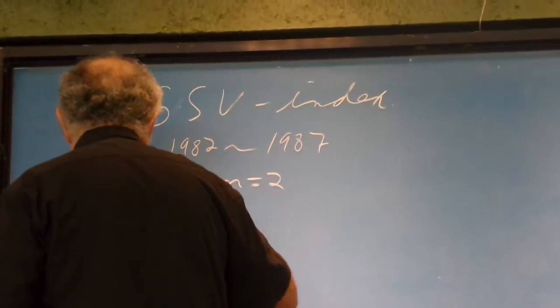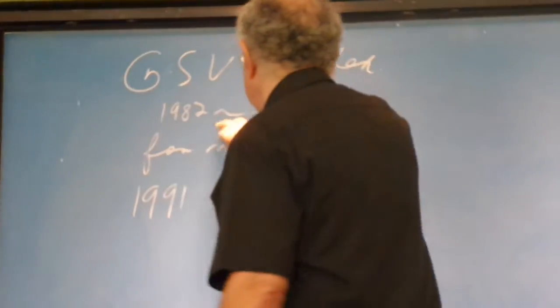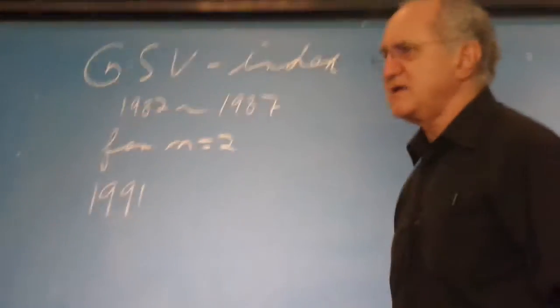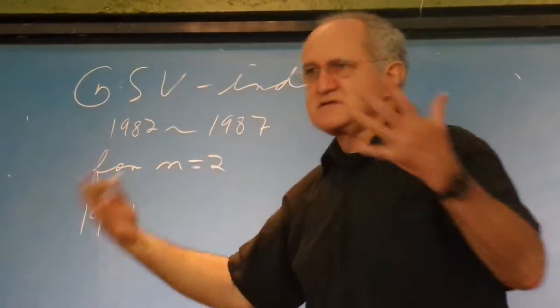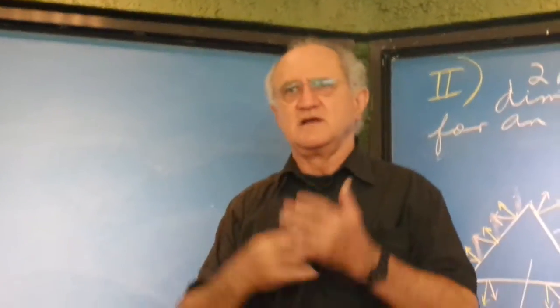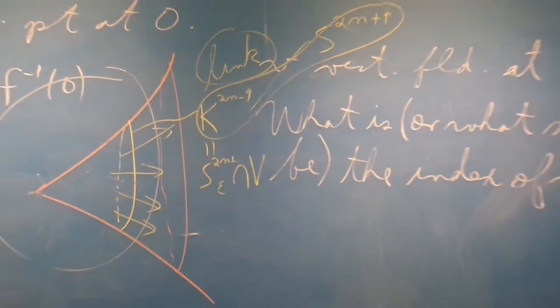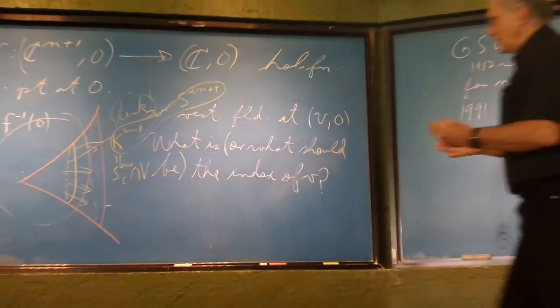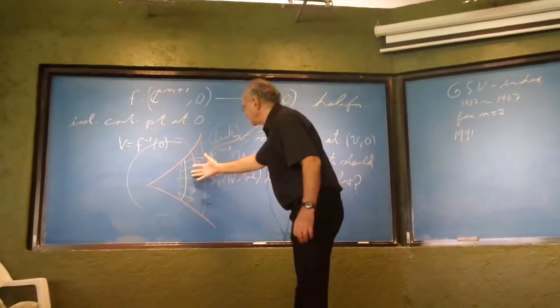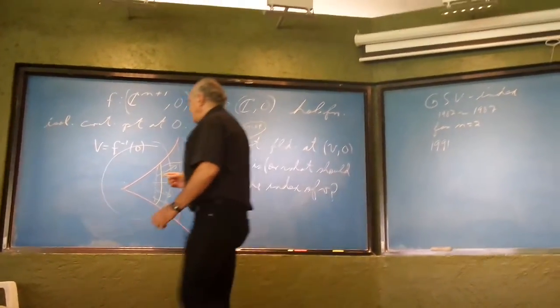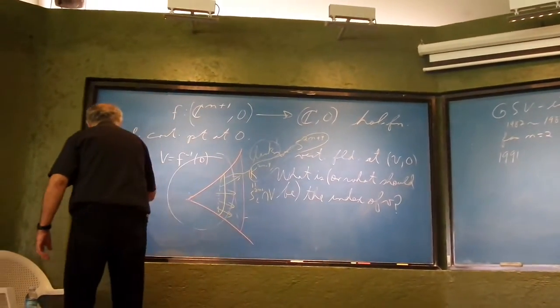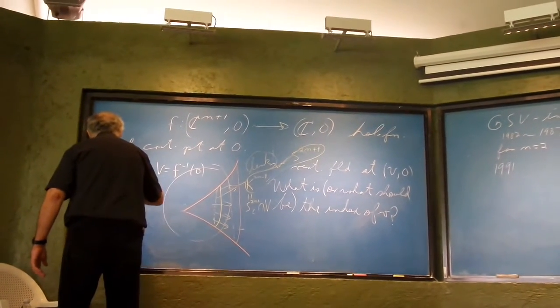We started working in about 86, 87, and they came here. We studied it in more detail, deeper, in more generality. Then it became known as the GSB index. And the definition is very simple. We come back to this setting, and let me assume B is irreducible.